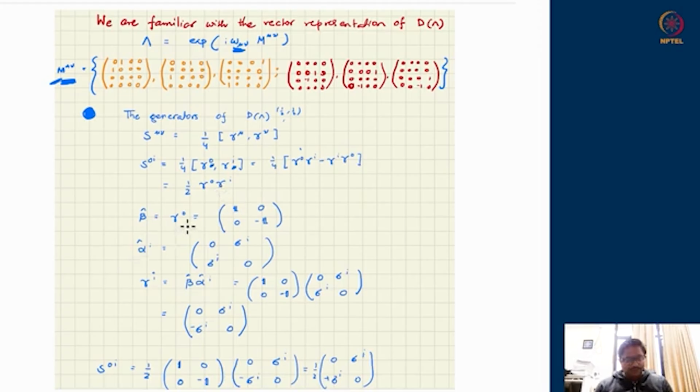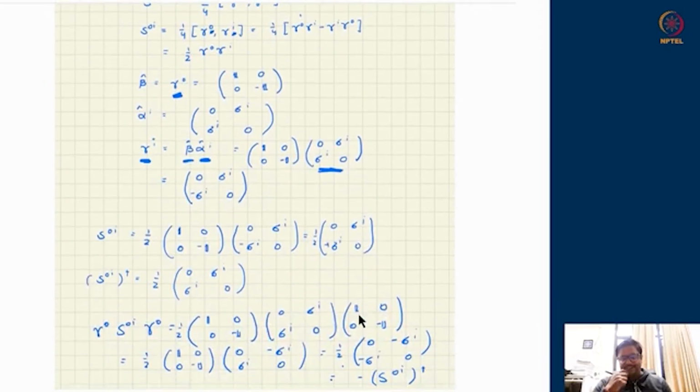Gamma 0, if you remember, was the beta matrix itself, which is identity and minus identity along the diagonal, and the gamma I matrix was beta times alpha I matrices, where alpha I had sigma matrices along the anti-diagonals. As a result, gamma I has a sigma and minus sigma along the anti-diagonals. So that is S0I. We can write down fully what S0I is: half times gamma 0 and gamma I. Ultimately you will get S0I as half times sigma I along the anti-diagonals.